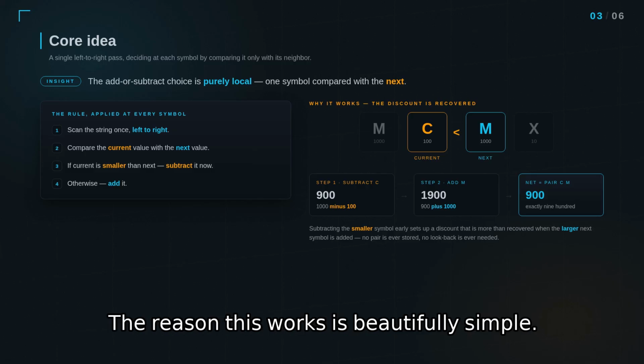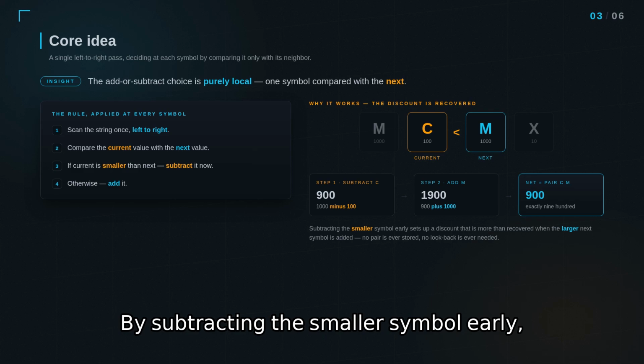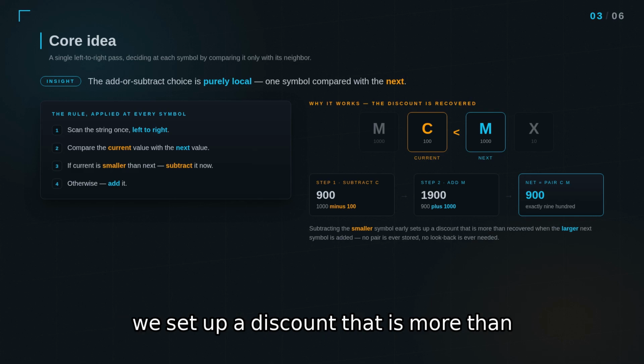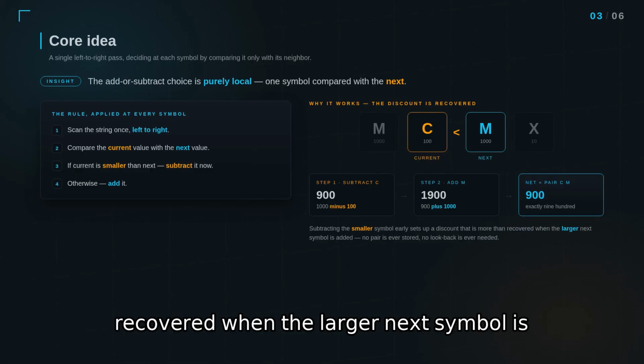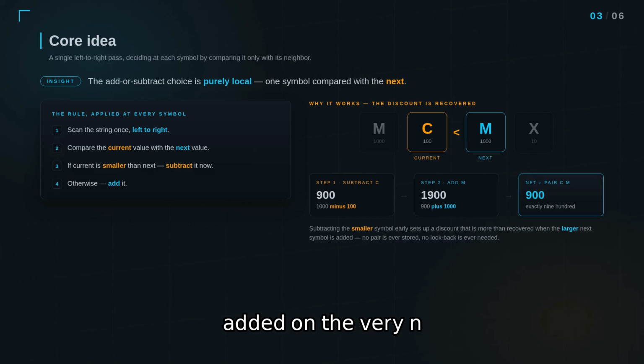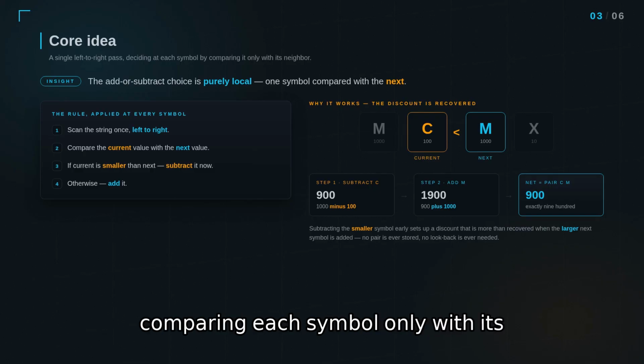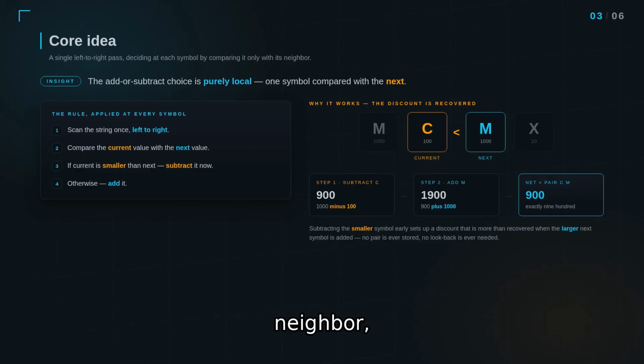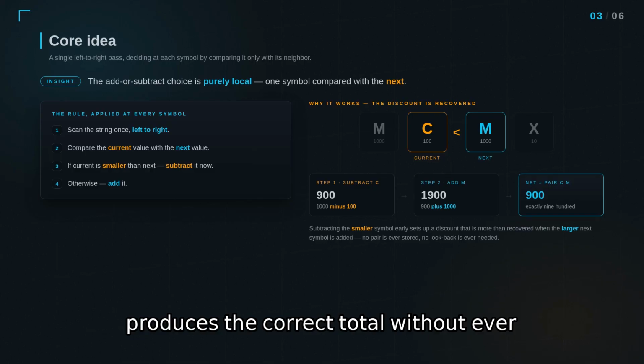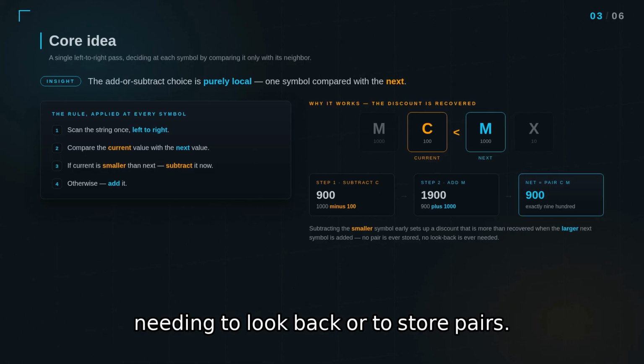The reason this works is beautifully simple. By subtracting the smaller symbol early, we set up a discount that is more than recovered when the larger next symbol is added on the very end. Next step. So, a single left to right pass, comparing each symbol only with its neighbor, produces the correct total without ever needing to look back or to store pairs.